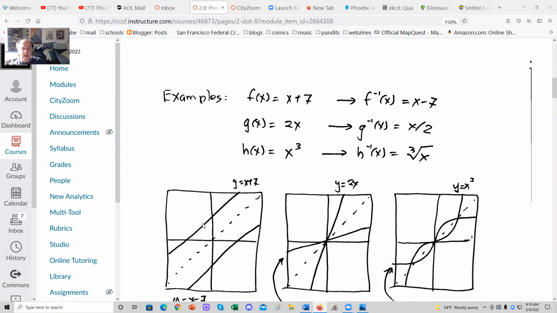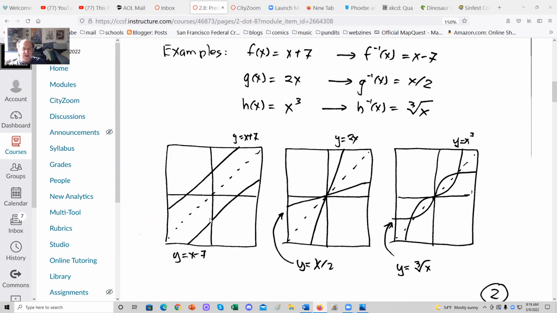Here's the graph of y equals x plus 7. Here's a graph of y equals x minus 7. These two graphs are symmetrical by flipping through this diagonal where y equals x. Here's a graph of y equals 2x, a line through the origin with slope 2. Here's a graph of y equals x over 2, another line also through the origin with slope 1/2. And again, these two graphs are symmetrical by reflection through the line whose equation is y equals x.